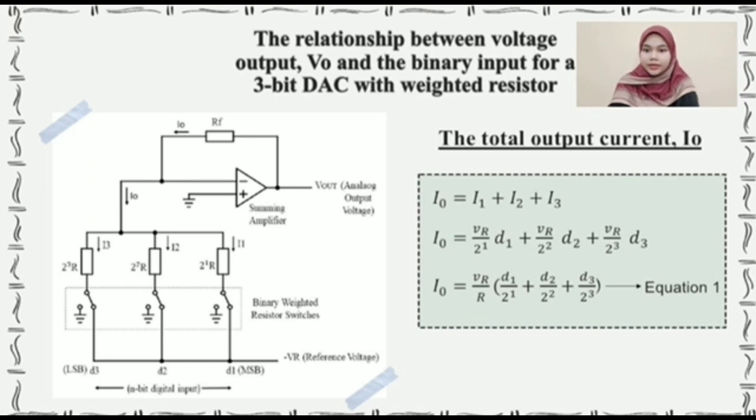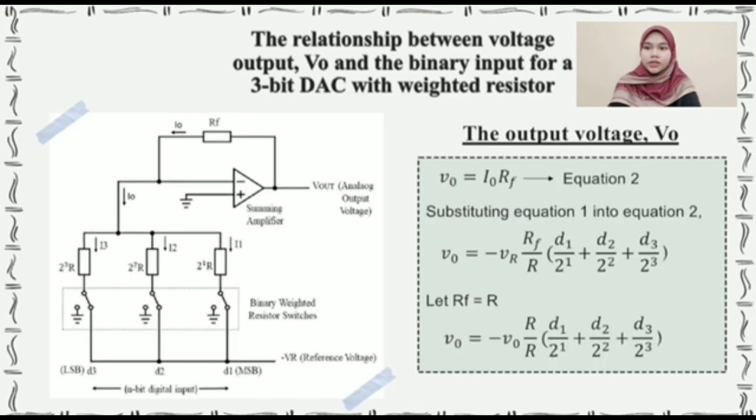We get I0 is equal to VR over R times, in bracket, D1 over 2 to the power of 1 plus D2 over 2 to the power of 2 plus D3 over 2 to the power of 3. So this is the first equation. Next, to find the output voltage V0, we use the second equation, which is V0 equal to negative I0 times RF. Then, by substituting equation 1 into equation 2, we get V0 is equal to negative VR times RF over R times, in bracket, D1 over 2 to the power of 1 plus D2 over 2 to the power of 2 plus D3 over 2 to the power of 3.